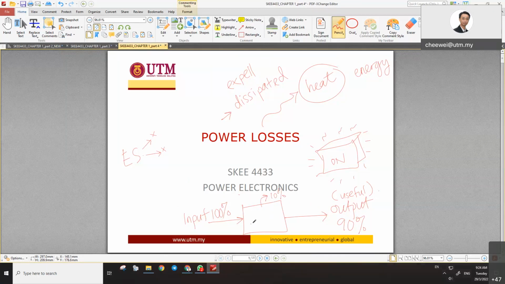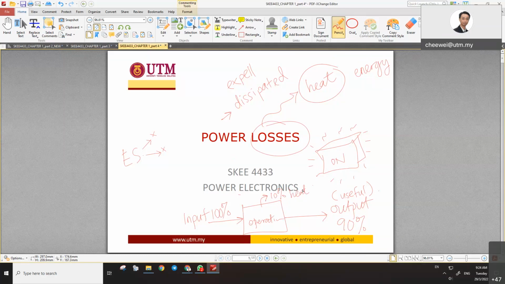So this is any operation. The 10% is not the useful energy. It is not giving me any benefits. Okay, it dissipated as heat. So this 10% is heat. We call it loss. If it is not useful energy, we consider that as power losses.